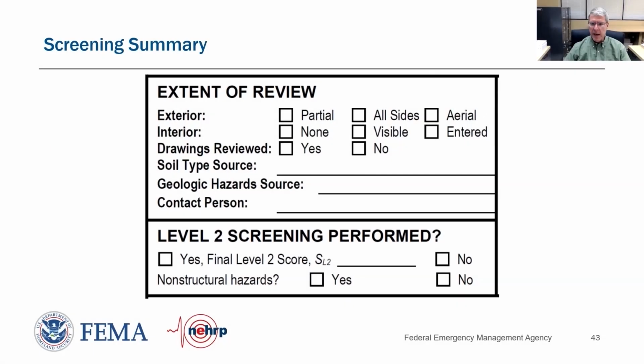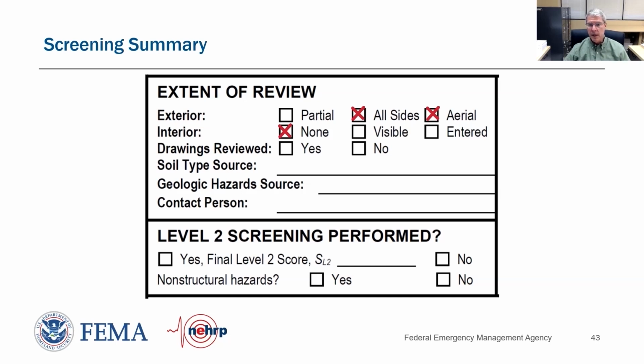So this is the bottom part of our data collection form for our screening summary. This area on the lower left of our form records the extent of our review. How thorough was it? It gives anybody picking up the form later some idea of what was done. For our review, we did an exterior review, all sides. We also did an aerial via Google Earth. Did we go in the interior? The answer is no. We did not do an interior review.